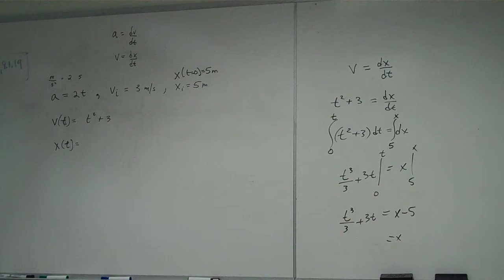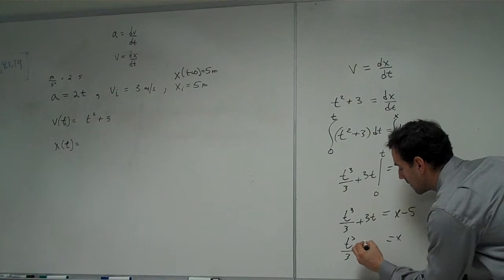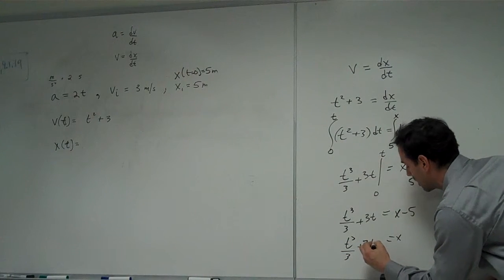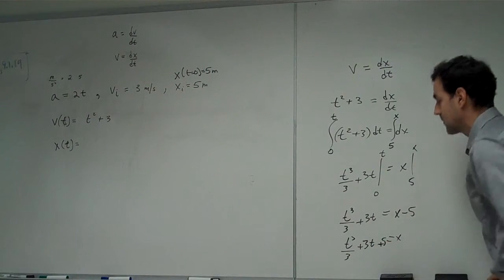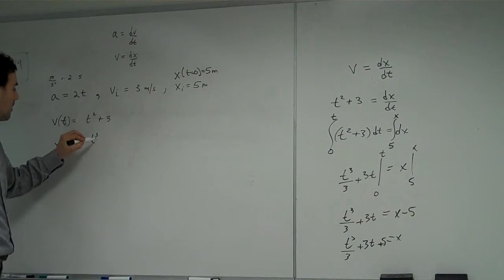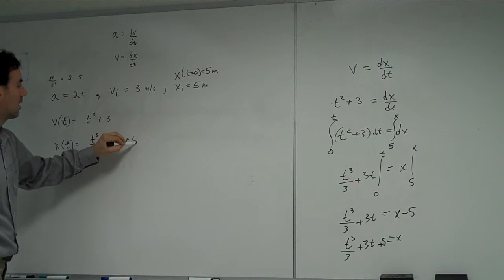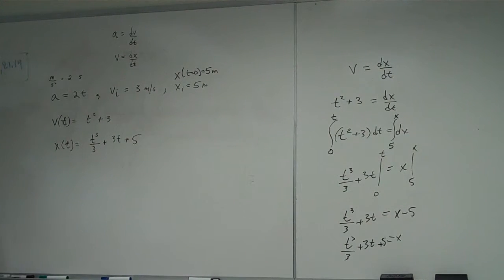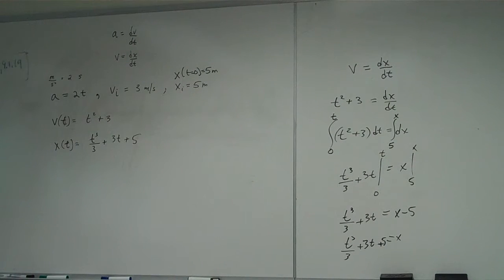Yep. And finally, what is x, Edgardo? x equals t cubed over 3, plus 3t. Right. Plus 5. Yep. So my position as a function of time is that. And I've now finished the problem all the way to the end. So we've got our position as a function of time and our velocity as a function of time.